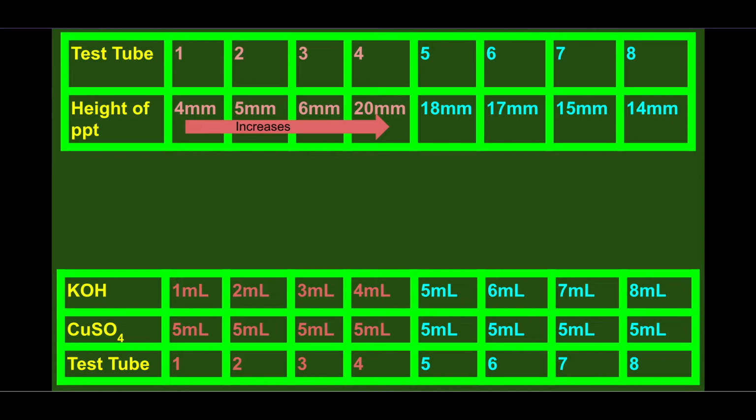In test tubes 5 through 8, however, there's a flip-flop. At first glance, one would expect the precipitate height to keep increasing in tubes 5 through 8, similar to what happened in 1 through 4, but this is incorrect. In tubes 5 through 8, the precipitate height levels off, even though the KOH is still increasing. The extra milliliters of KOH in tubes 5 through 8 is no longer producing greater results, so it is no longer the limiting reactant. Since the KOH is not controlling the products in 5 through 8, it must mean that the other variable, CuSO4, became the limiting reactant.